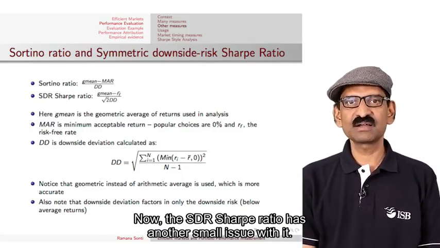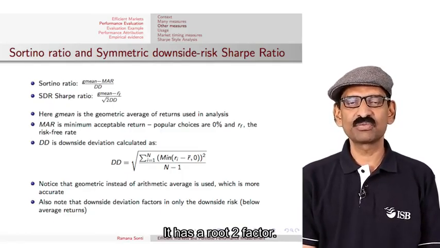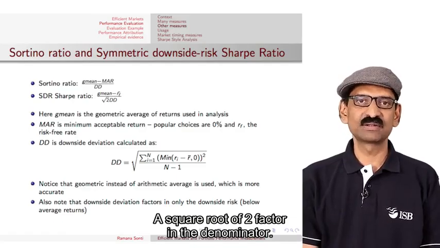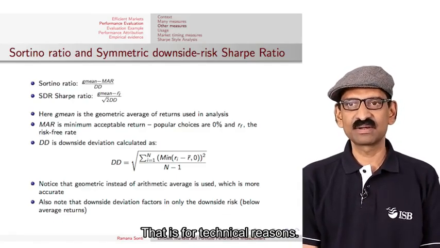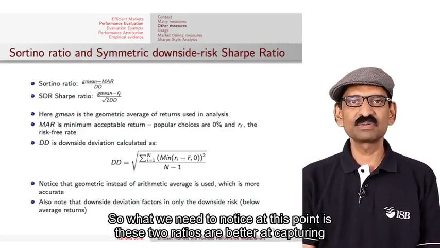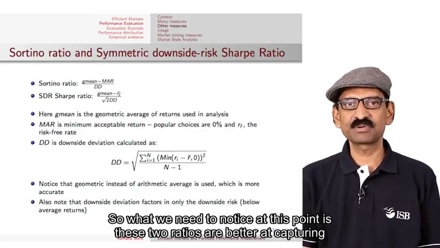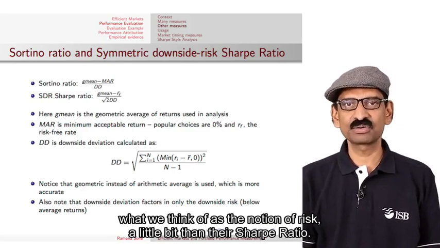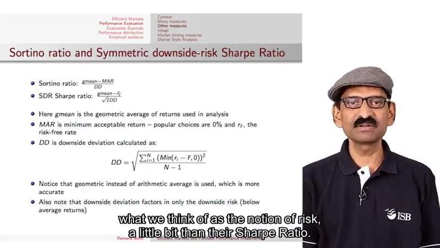Now the SDR Sharpe ratio has another small issue with it. It has a square root of 2 factor in the denominator. That is for technical reasons. So what we need to notice at this point is these two ratios are better at capturing what we think of as the notion of risk a little bit than the Sharpe ratio.